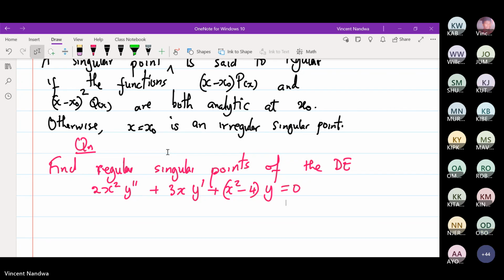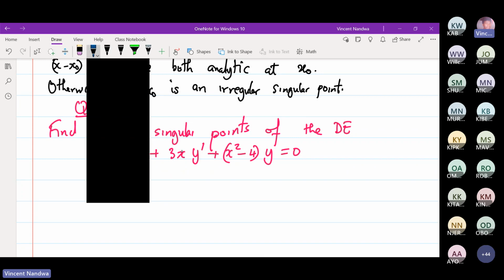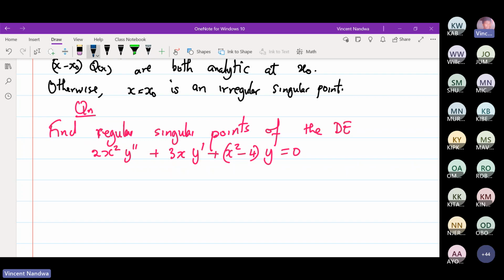X equals 0, correct. So you do that. The first thing is to determine the singular point by simply converting the equation into standard form, and then find points where either P or Q are discontinuous, or where the functions P and Q are not defined. So divide through by this coefficient to have y double prime plus 3x over 2x squared y prime plus x squared minus 4 over 2x squared y equals 0.